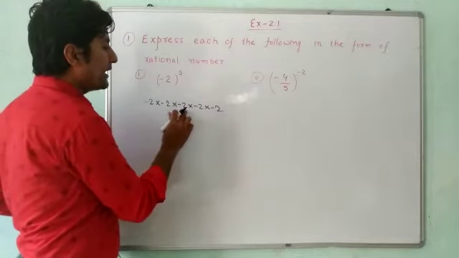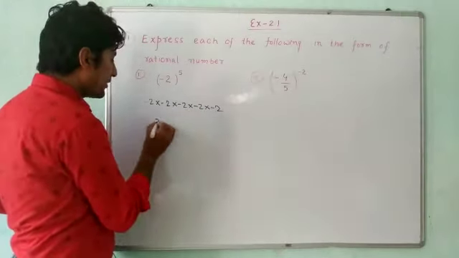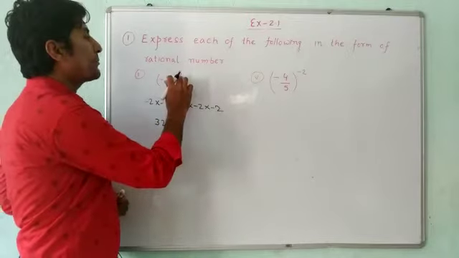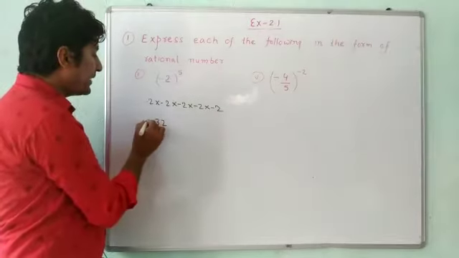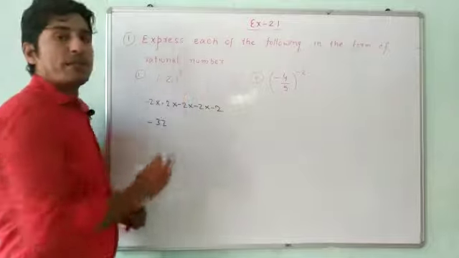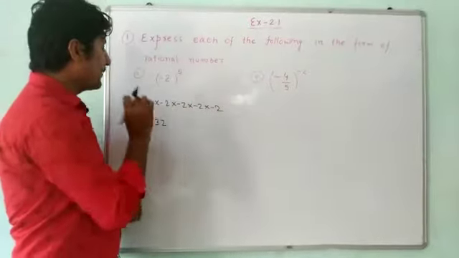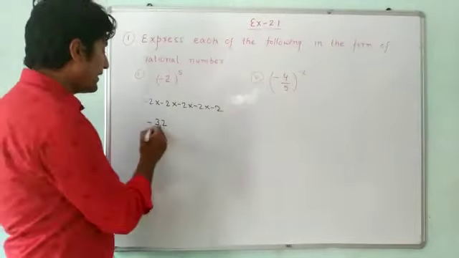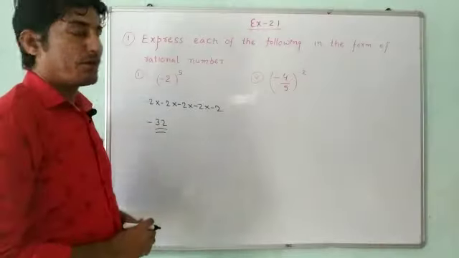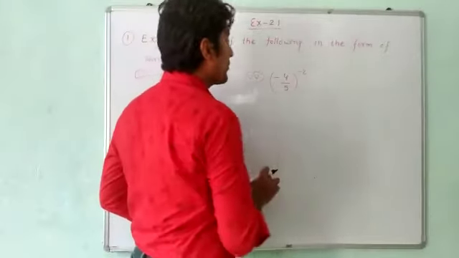2 fours are 4, 4 twos are 8, 8 twos are 16, 16 twos are 32. Since exponent is odd, then the result will be negative. If exponent is even, then the result will be positive. So final answer for this question is minus 32. Similarly, we can solve this question also.